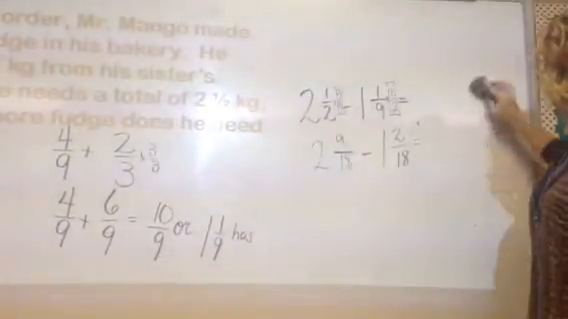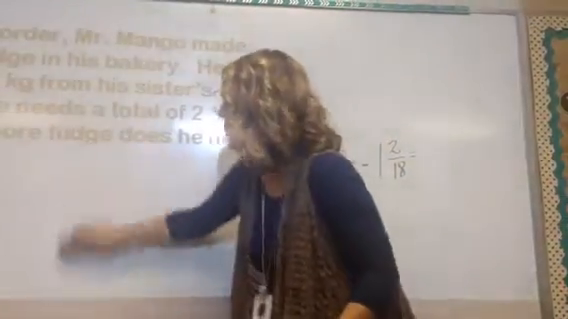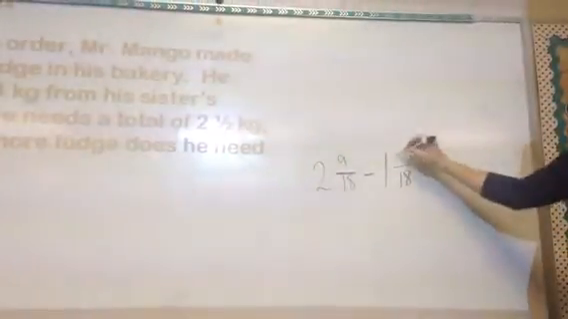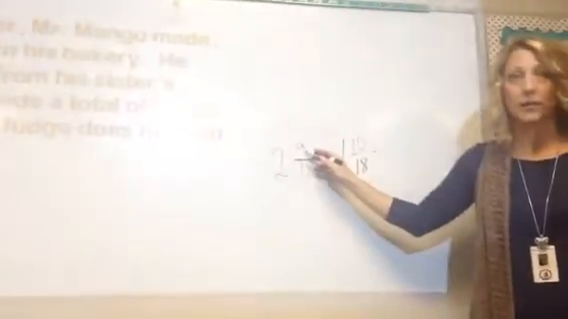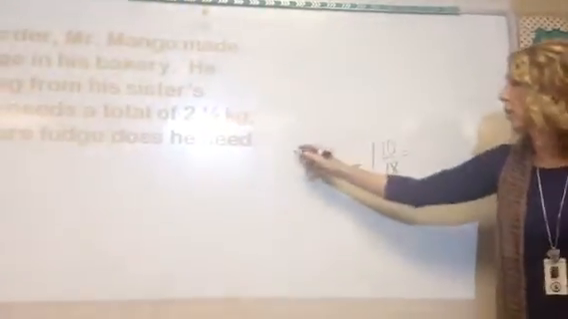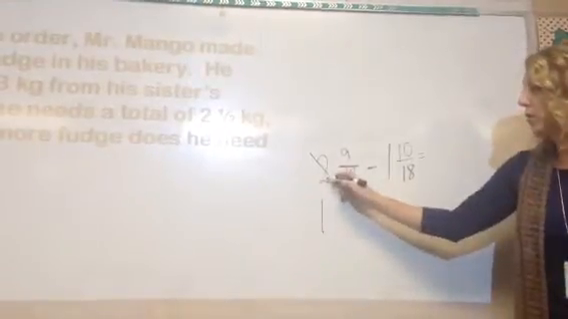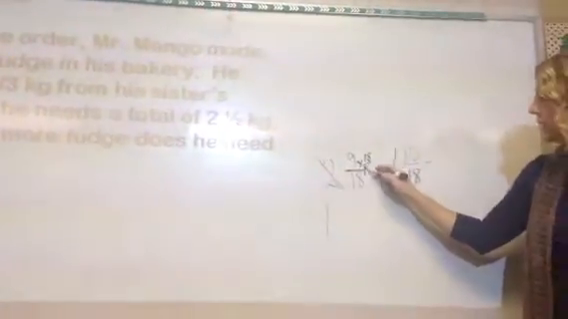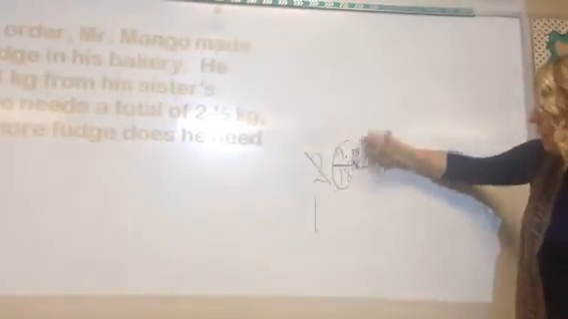But let's talk about something else for a minute. Let's just look at that borrowing step. If for some reason you ended up with maybe 10/18 and you recognize that you can't take 10/18 from 9/18, borrowing looks like this. Borrow from your whole number. So 2 becomes 1. The 1 we took away from the 2, we're going to give to our 9/18, so we have 18/18.